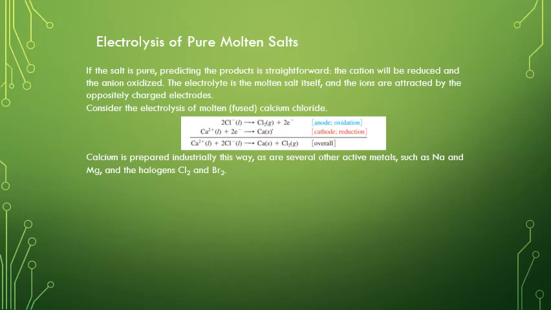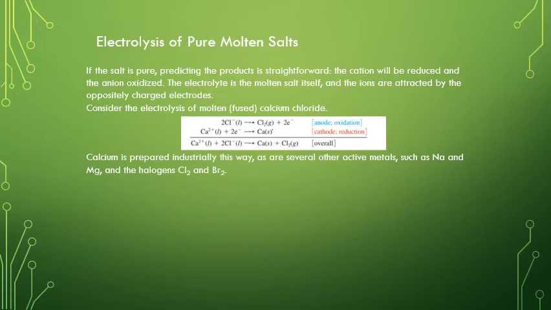We're next going to look at a multi-billion-dollar process that occurs in industry all the time, and that is the electrolysis of pure molten salts. This is a way to separate the components of your salts, typically your very active metals, which are very hard to get alone by themselves. If your salt is pure, predicting the products is very straightforward. The cation is going to be reduced because we're forcing the electrons back into the cation, and the anion is going to be oxidized.